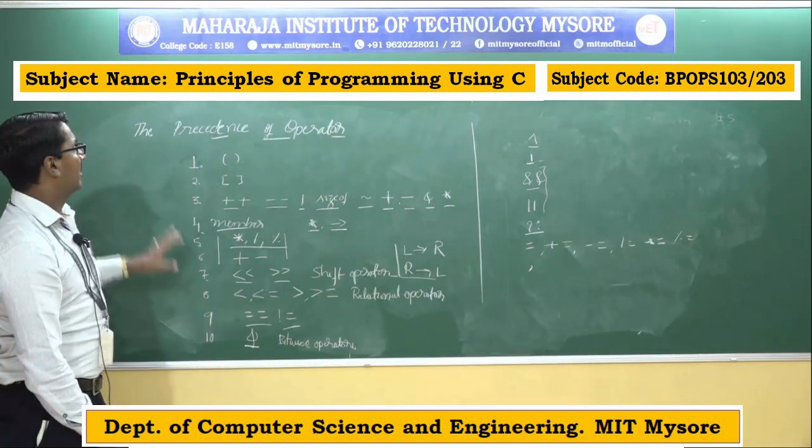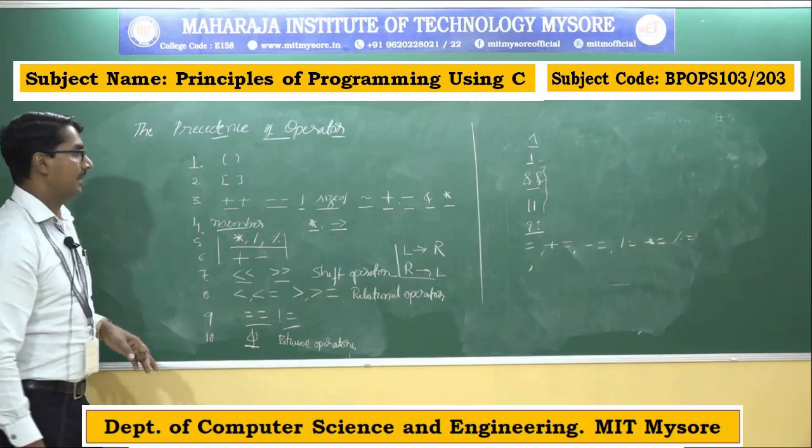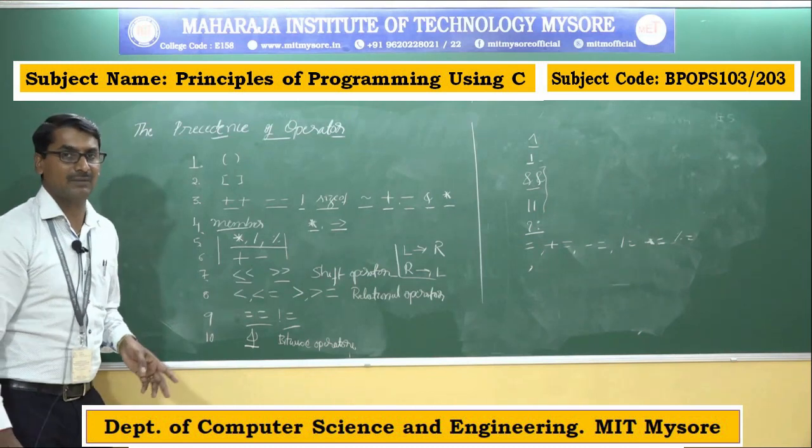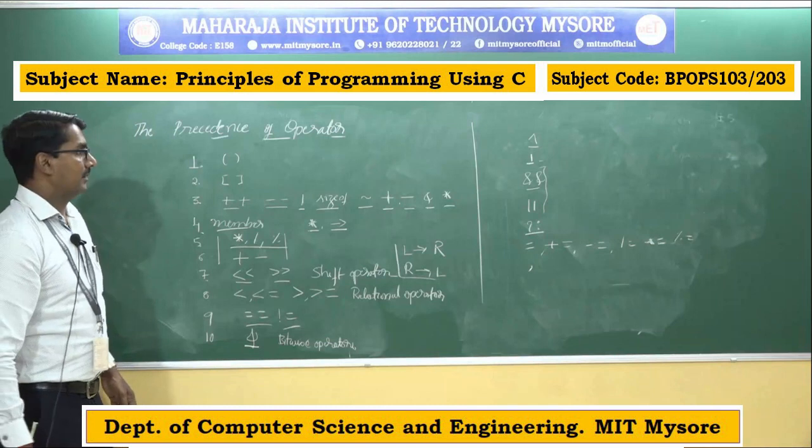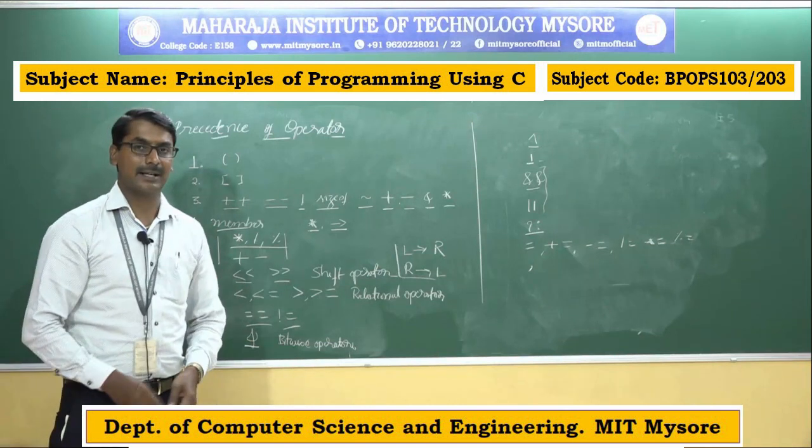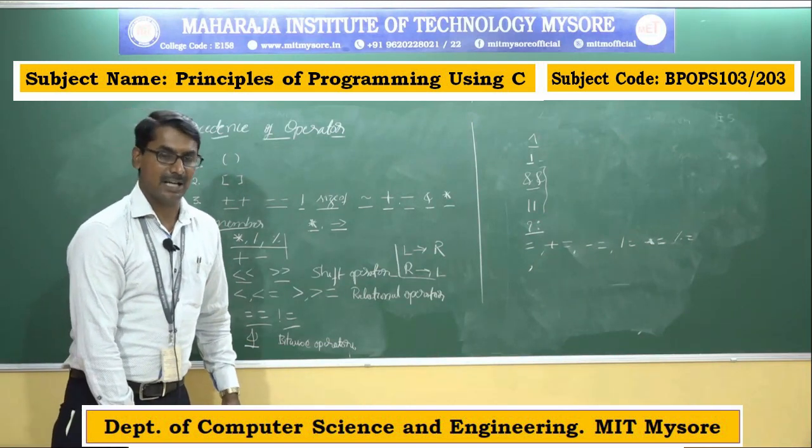Okay, this is the precedence for each operator in C programming. Every operator in C language has a precedence. Based on the precedence, based on the hierarchy, the expression will be evaluated.